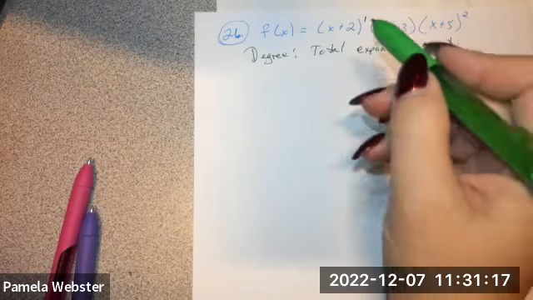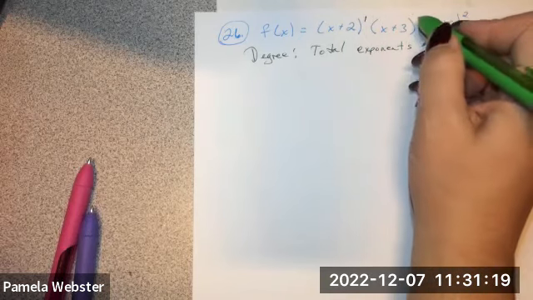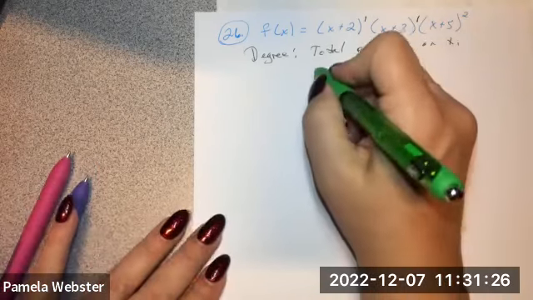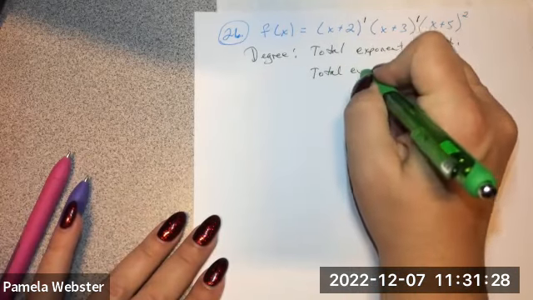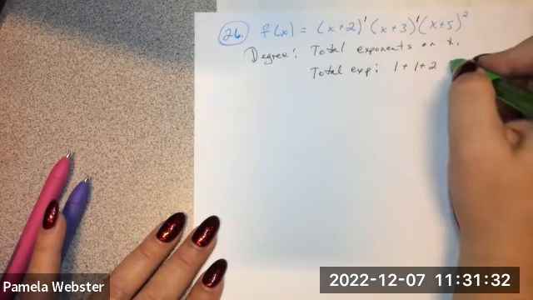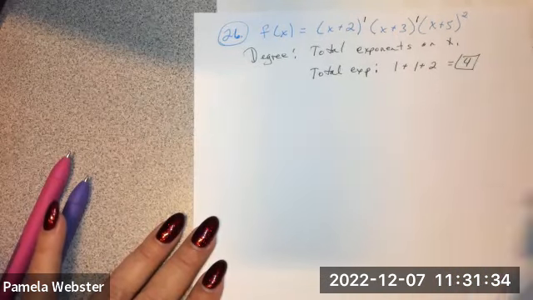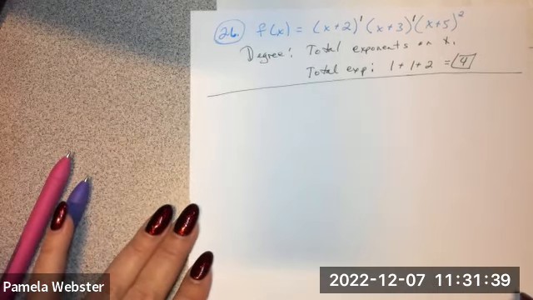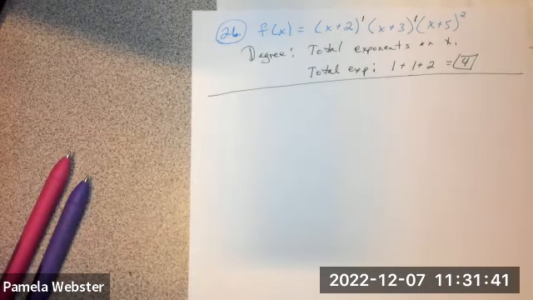This is x plus 3, and its exponent is a 1. And of course, the x plus 5 has a 2 up there. So my total exponents is 1 plus 1 plus 2, or 4. So my degree here is 4. All right, so that's the first thing it asked for. And then the second thing said, find all the zeros and give their multiplicities.